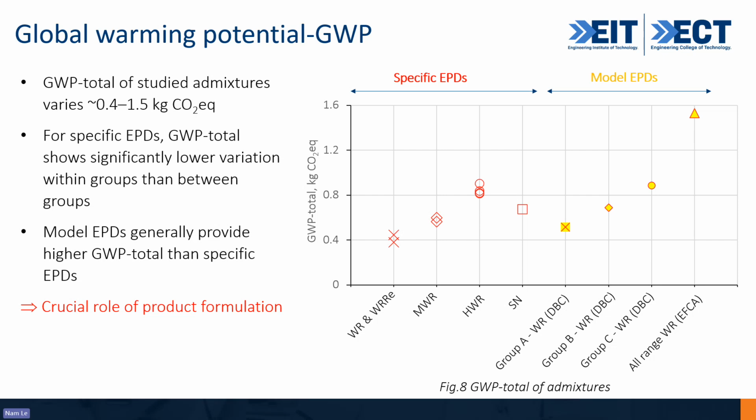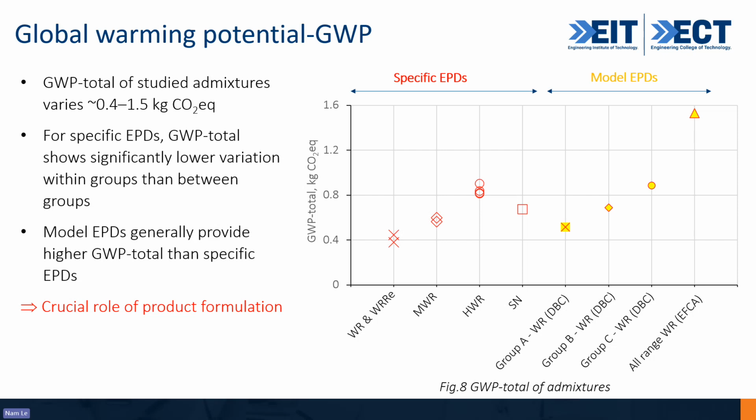We can see the value of CO2 is a little bit higher here. And HWR means the high range water reducing admixtures. You can see that the GWP, or global warming potential, of these admixtures is a bit higher, the highest in this group. And we also have here SN, special admixtures, and the GWP is a bit lower than the highest one here.